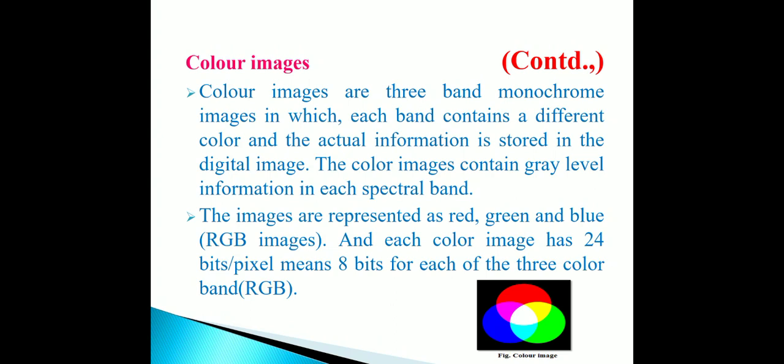Color images. Color images are 3-band monochrome images. Each band contains a different color. The actual information is stored in the digital image, and color images contain gray level information in each spectral band. The images are represented as red, green and blue, shortly RGB images. Each color image has 24 bits per pixel, that means 8 bits for each of the 3 color bands.